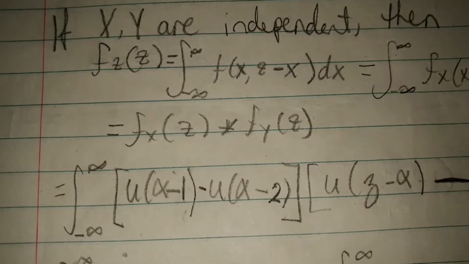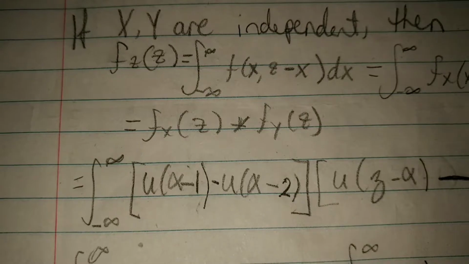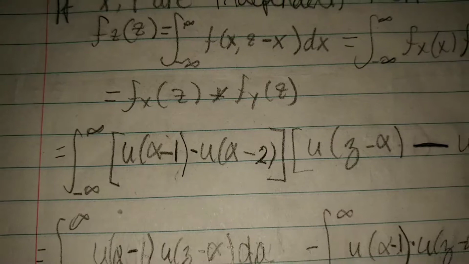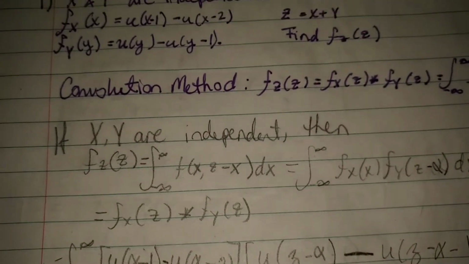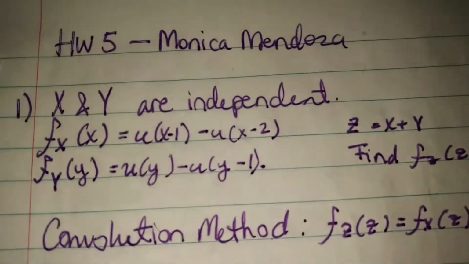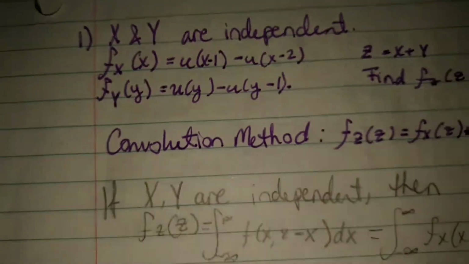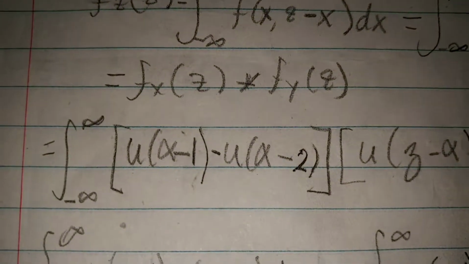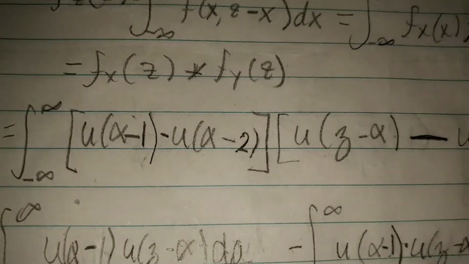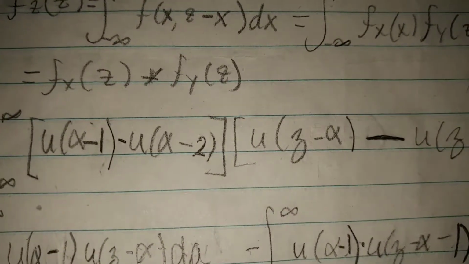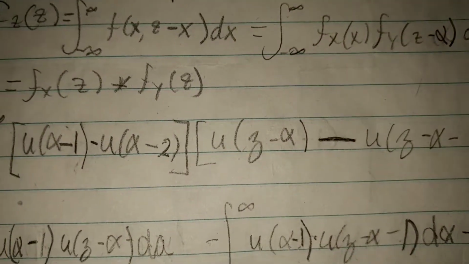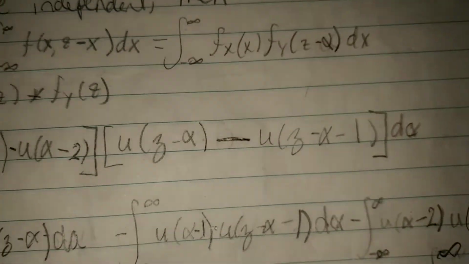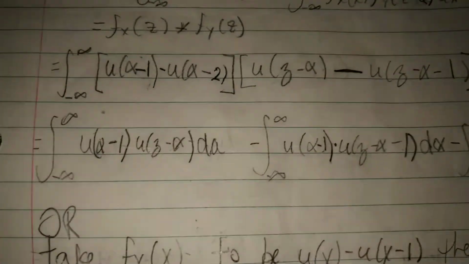So essentially, if we have the convolution f_X(z) star f_Y(z), that's equal to, essentially we pull down what we had here at the top, where the x's become alphas, and so you have the integral from negative infinity to infinity of u of alpha minus 1 minus u of alpha minus 2 multiplied by u of z minus alpha minus u of z minus alpha minus 1. And so then the next line is just that expanded.